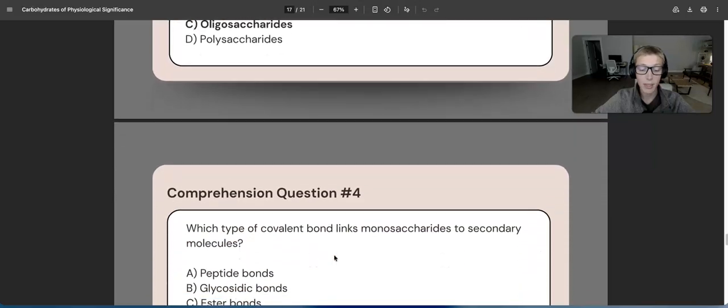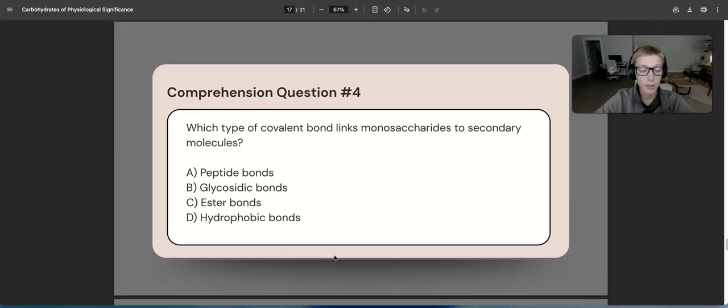Question 4 says, which type of covalent bond links monosaccharides to secondary molecules? Well, as we learned in the beginning of this class, peptide bonds link amino acids together to form peptides. Hydrophobic bonds are non-covalent bonds, and they promote the folding of secondary polypeptides into their tertiary structure. Next, we have ester bonds, which are primarily found between glycerol and fatty acids. So the best answer for this question would be B, glycosidic bonds.